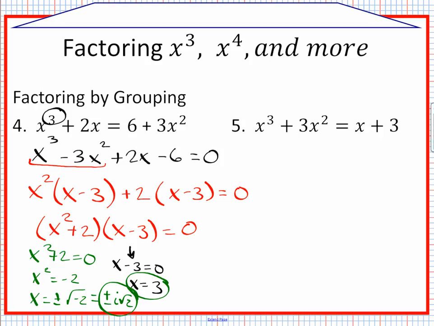I want you to pause the video and try problem 5 on your own. Set equals 0, factor by grouping, get some solutions. Okay, the solutions you should get are -3, -1, and 1. 3 real solutions. Let's see how that happened.